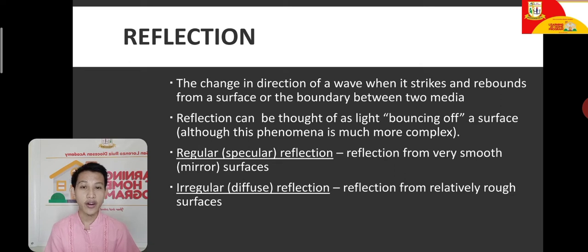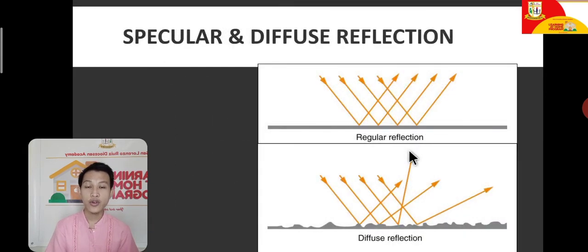Then we have irregular or diffuse reflection, a reflection which happens through rough surface or surfaces. Ito naman yung nangyayari kapag hindi plain yung surface. So, nag-iiba-iba yung direction of light rays. So, this figure will show you the difference between regular and irregular reflection.